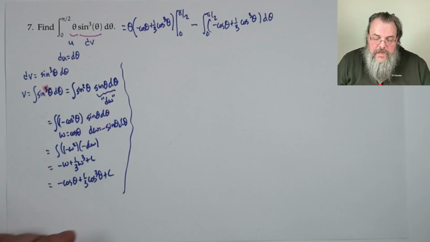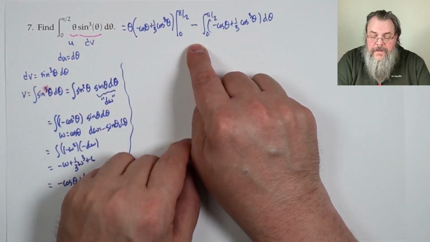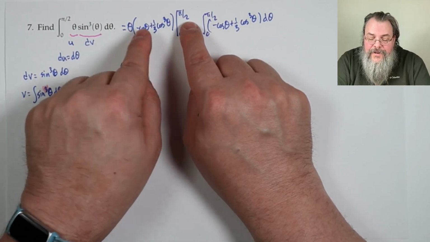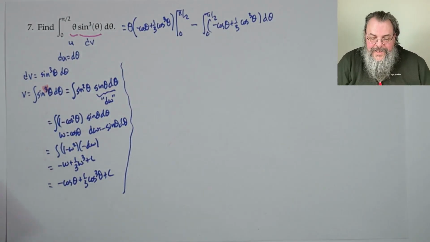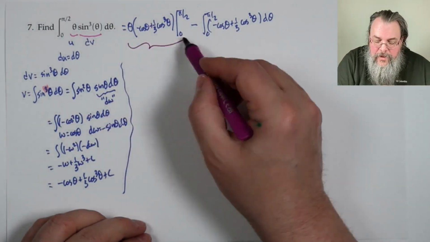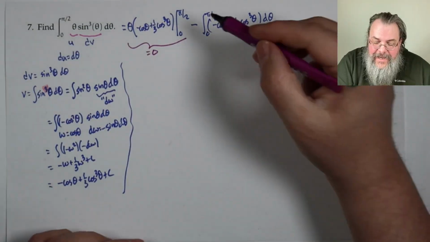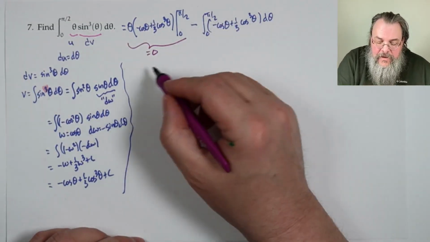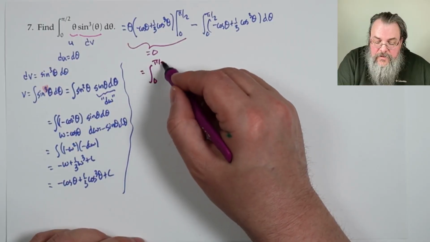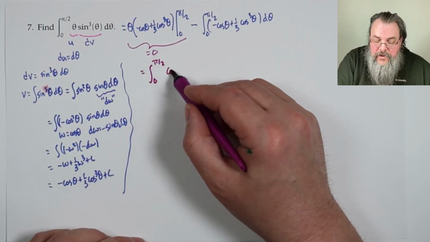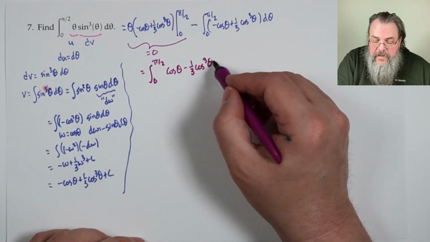If we plug in theta equals 0, then we get 0. If you plug in pi over 2, cosine of pi over 2 is 0, which tells us that this part is 0. Nice! And now we can distribute the minus through. So this is really the integral from 0 to pi over 2 of cosine theta minus 1/3 cosine cubed theta d theta.